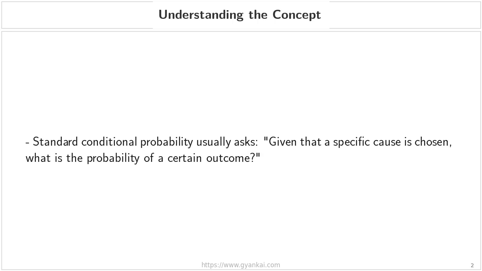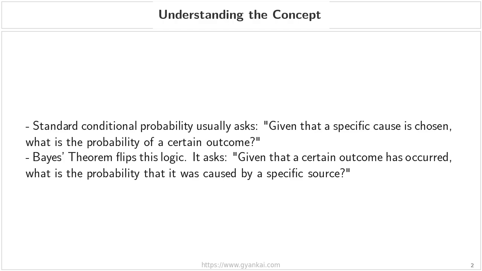Understanding the concept. Think back to the standard conditional probability we've studied previously. In those problems, we usually follow a forward-moving logic. We start with a known cause and ask, given that this specific cause has been chosen, what is the probability of a certain outcome happening? It's a direct, one-way street. However, Bayes' theorem is special because it flips this logic entirely. It allows us to work backward.